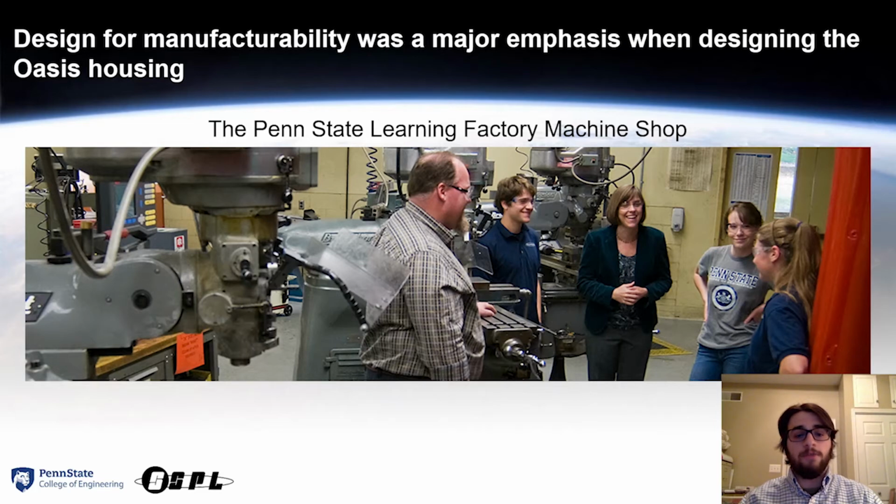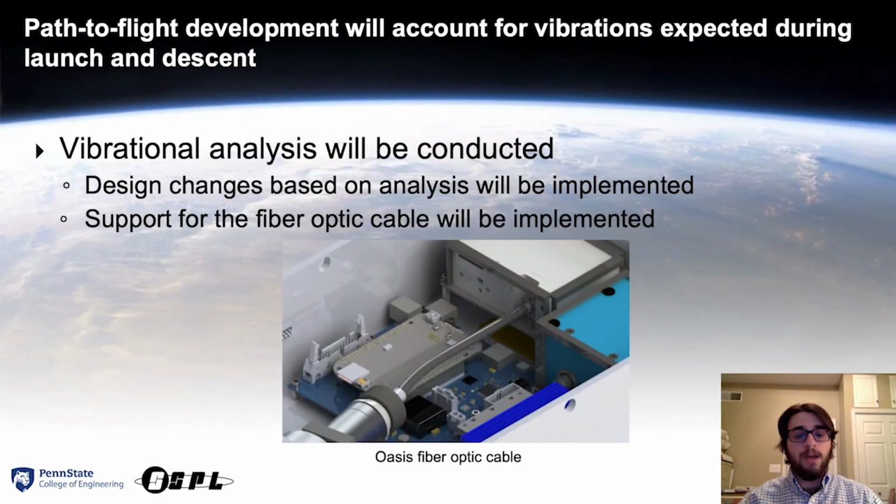In continued path-to-flight development, any new changes will be implemented using the same DFM process to ensure that manufacturing cost and complexity will be minimized. As part of the path-to-flight process, vibrational analysis and simulations will be conducted to identify necessary design changes. Once these changes are implemented, a shake table test will be conducted to verify the structural integrity of the housing and its components. As part of the design changes based on vibrational analysis, a support structure will be added to the fiber optic cable to prevent any potentially harmful oscillations.